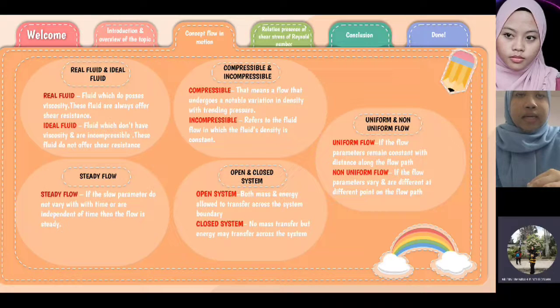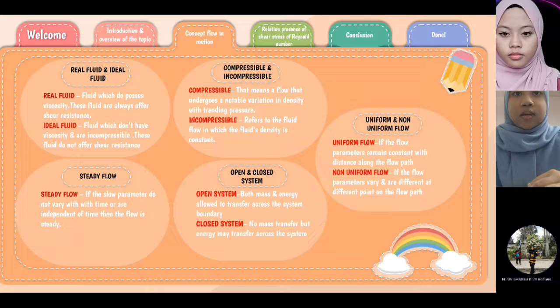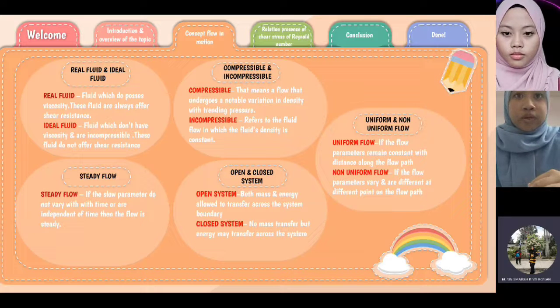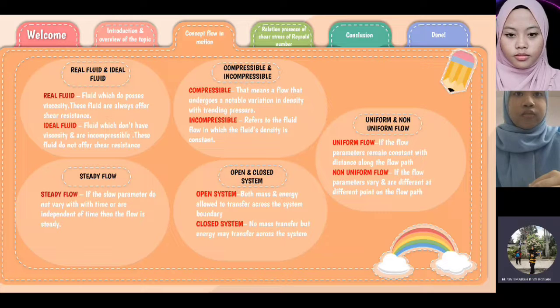Next is compressible and incompressible. Compressible means a flow that undergoes a notable variation in density with changing pressure. And incompressible refers to fluid flow in which the fluid density is constant. Next one is uniform and non-uniform flow. Uniform flow, if the flow parameters remain constant with distance along the flow path, and non-uniform flow if the flow parameters vary at different points on the flow path.